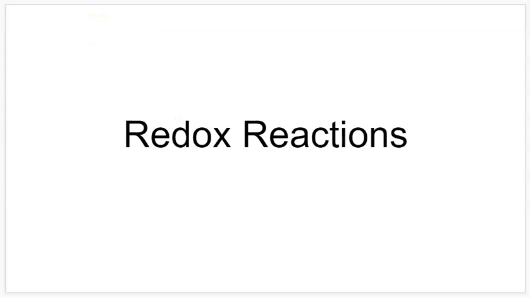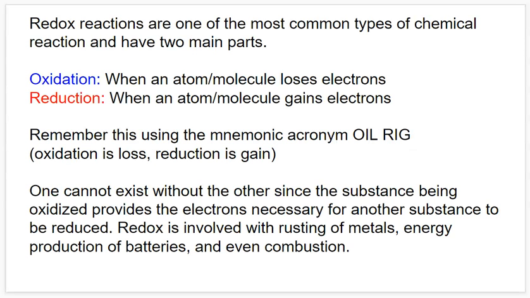All right, now let's talk about redox reactions. So this is going to be a bit different. We're going to look at some more chemical reactions, but the mechanics here are going to be slightly different because instead of trading hydrogen ions, we're going to be trading electrons. So the main idea here, redox reactions are, like I said earlier, one of the most common types of chemical reactions, and they consist of two parts.